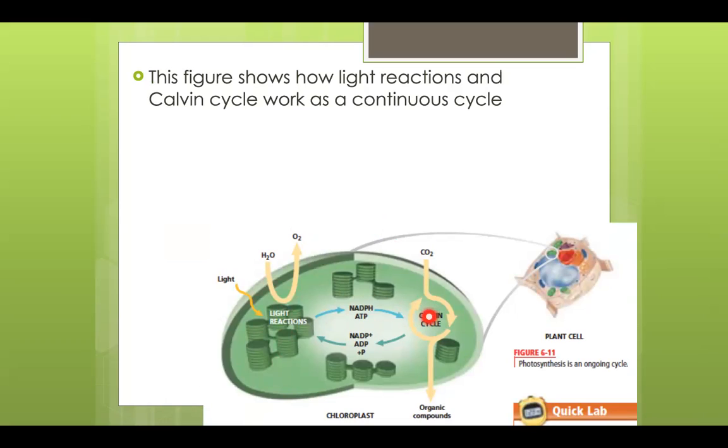Sorry, I'm talking so fast, but I'm really trying not to go over time. During the Calvin cycle, you take in CO2, you use the energy from NADPH and ATP to produce organic compounds, and in exchange, you're going to also produce NADP plus, ADP, and phosphate, which go back to the light reactions.